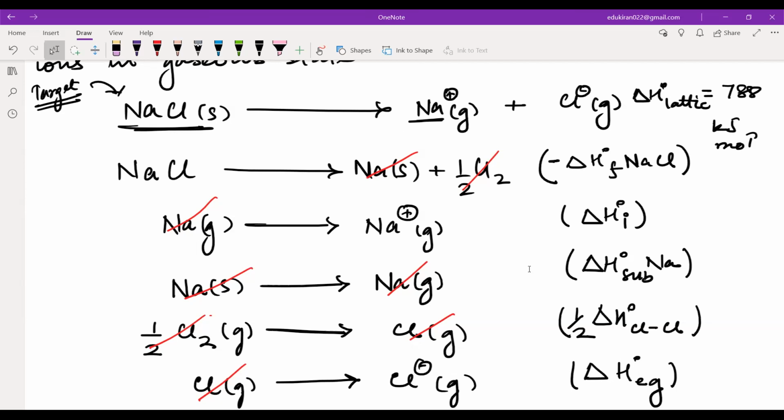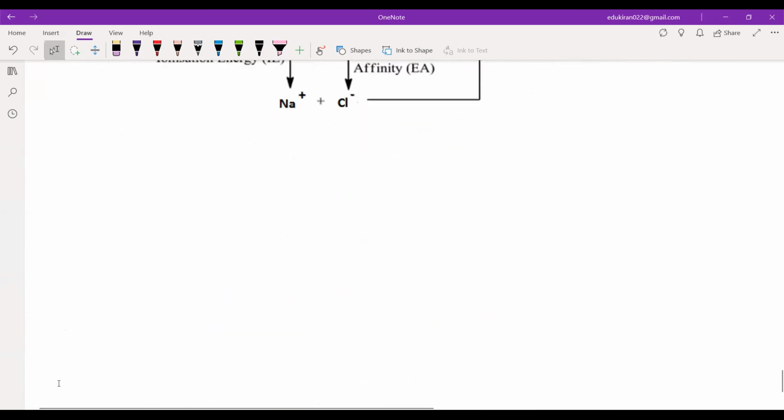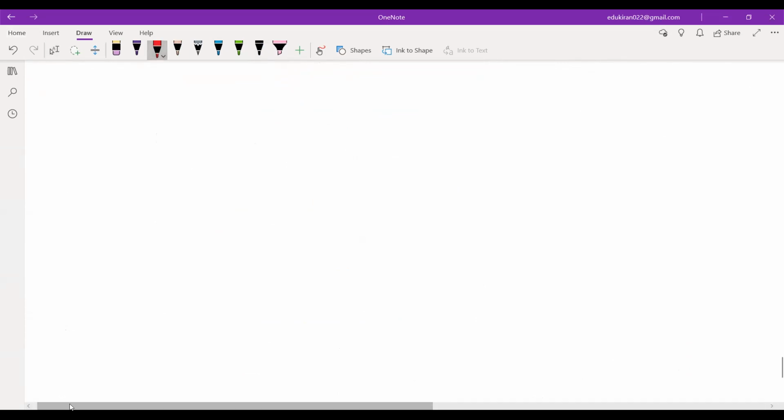Okay, so if you write this at least 2 or 3 times, then you will be able to write any type of lattice enthalpy, any type of Born-Haber cycle. Okay, so the next thing that we want to learn is the enthalpy of solution. The enthalpy of solution.